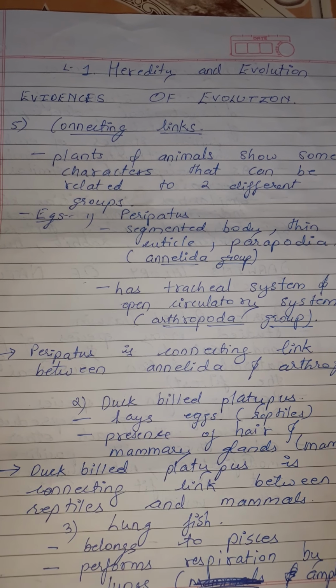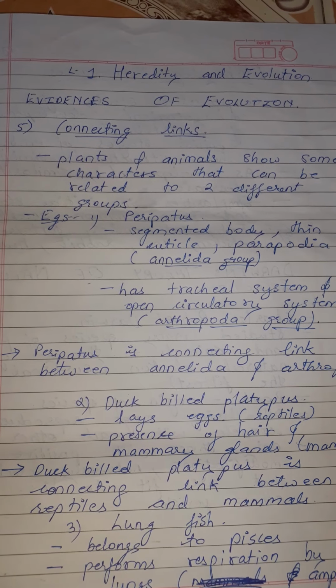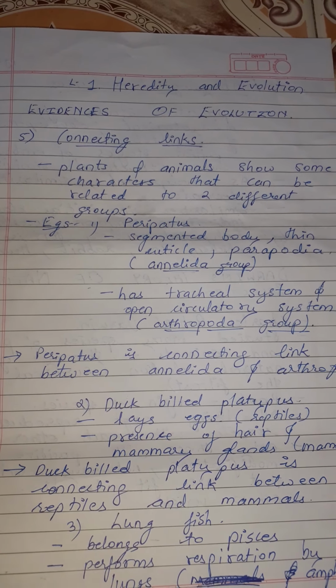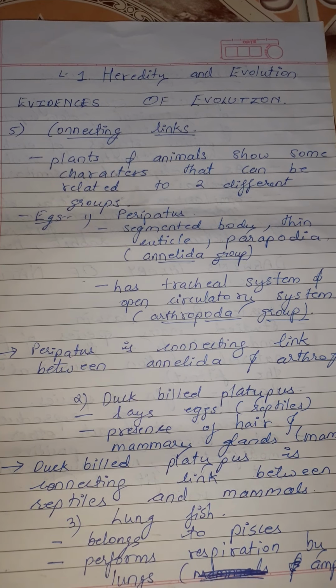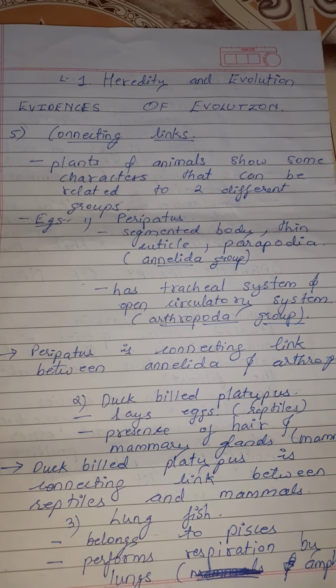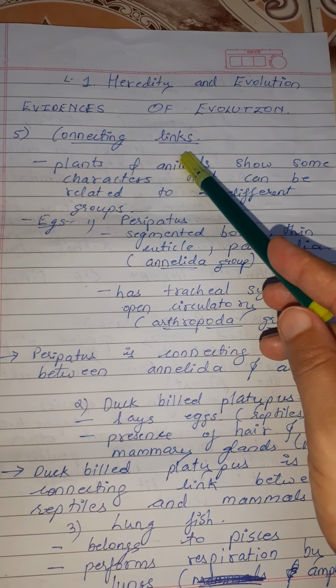Science 2, lesson number 1, heredity and evolution. From this lesson, we have seen evidences of evolution. We have seen 4 evidences in the last video. The 5th evidence of evolution is connecting links.